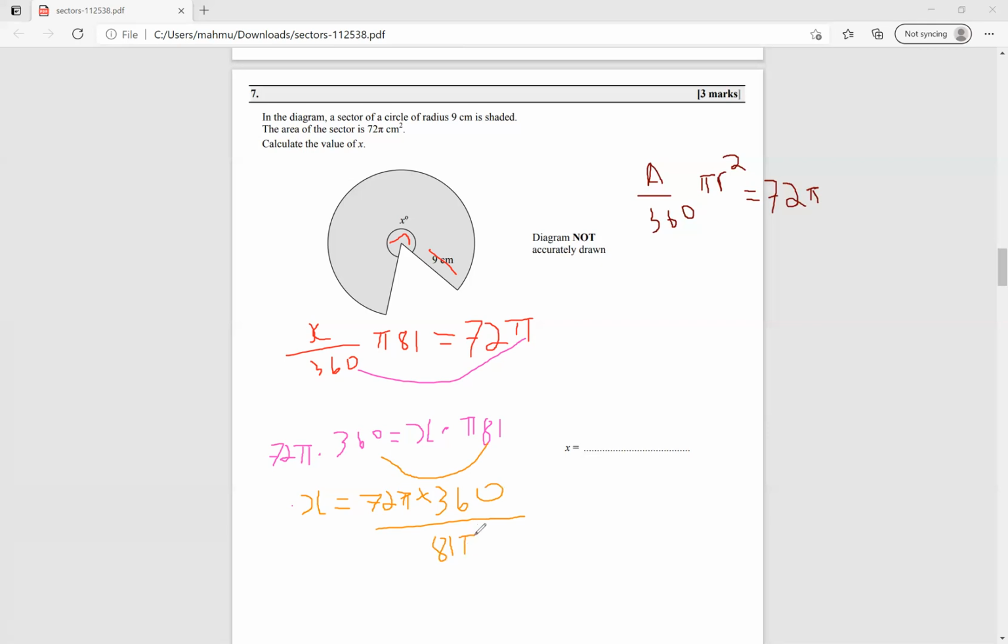Whatever the answer is here, you put those figures into your calculator. The good thing is, look, I could cancel out those pi's. I could cancel this one out and this one out. So you could just work out 72 times 360 divided by 81. That will make your life much easier. And that will come to 320. That's it. Did that make sense?